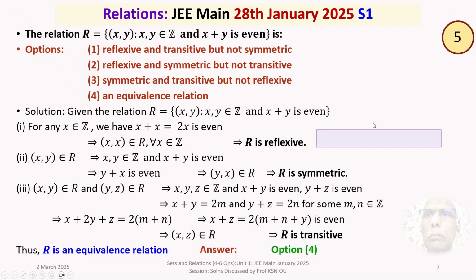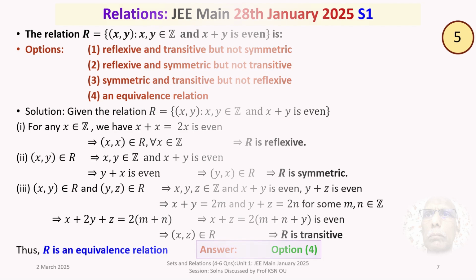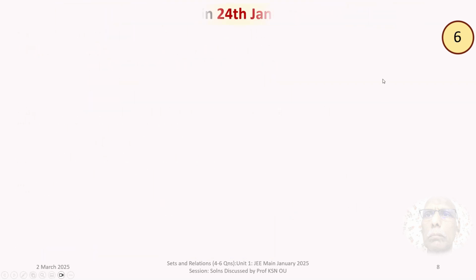Right. That is the detailed discussion of the solution of this problem, and it is one of the simplest questions that I have seen on relations in the JEE Main examinations. Anyway, you got a simple question. Be happy about it. Move to the next question, question number 6.